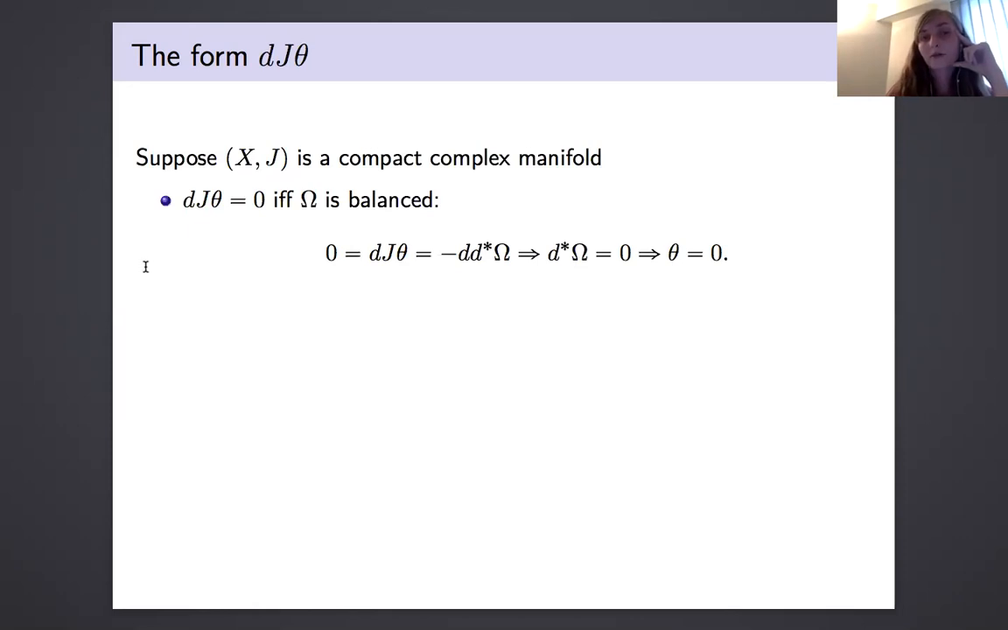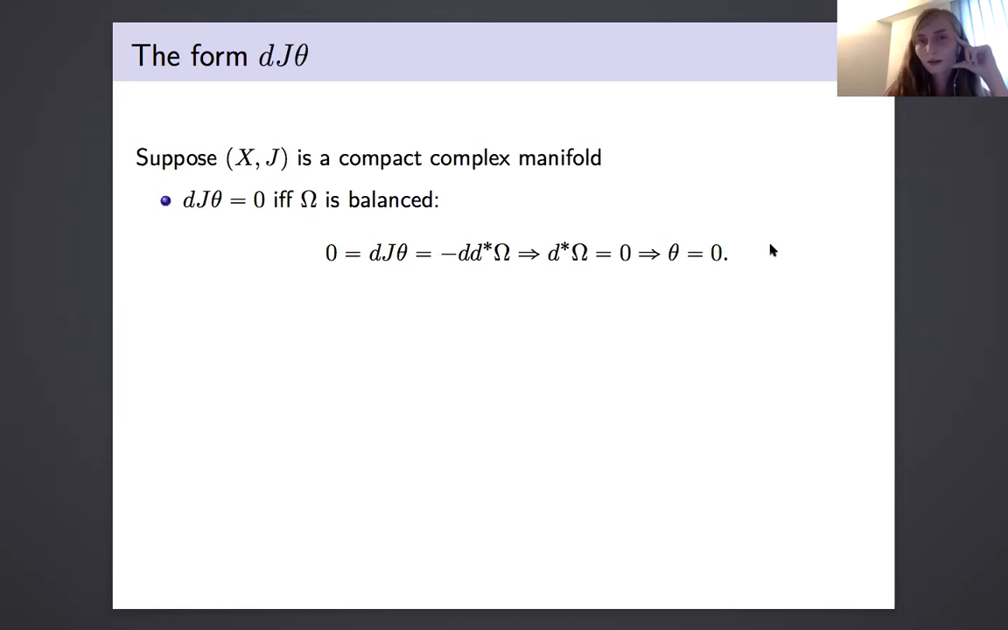First remark is the following, is that this form is 0 precisely when the metric is balanced on a compact manifold. And this is because by definition, this is equivalent to dd star of omega being 0. And then after integrating on the manifold, you obtain that omega is co-closed. And then you obtain that the Lee form is 0.